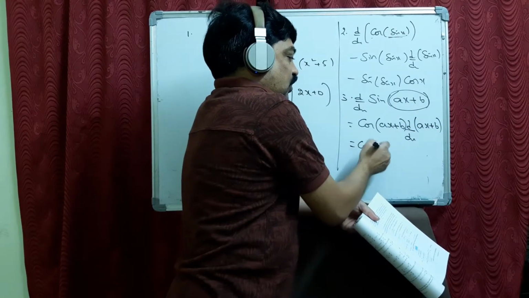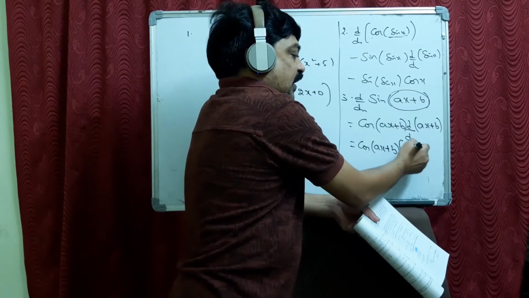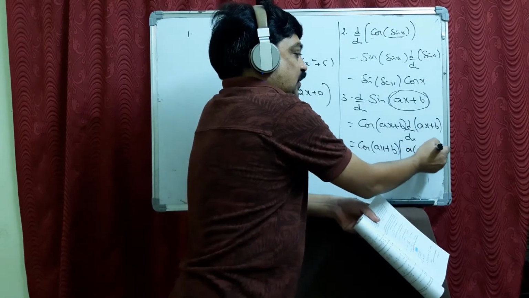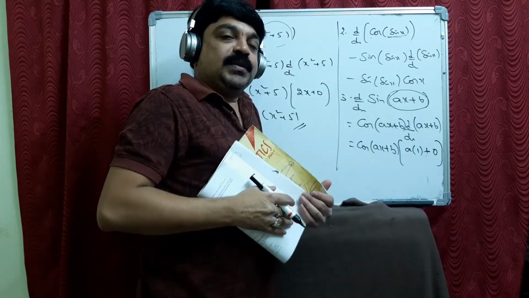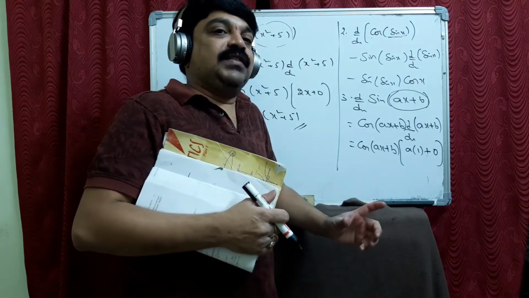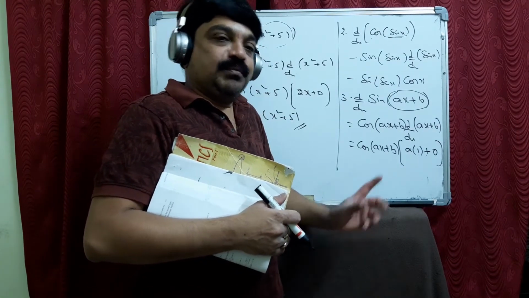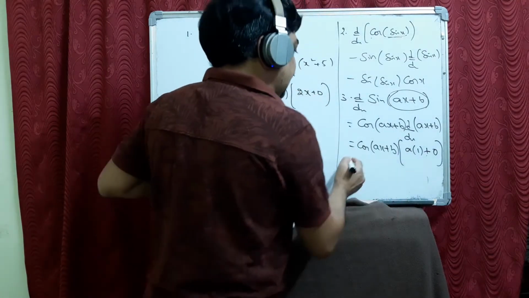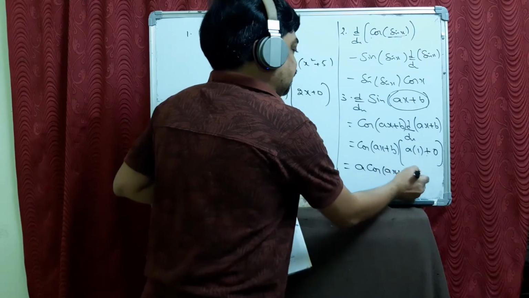It becomes cos of ax plus b, into derivative of ax plus b will be a into 1 plus 0. See, when a constant is there alone, the derivative will be 0, but when the constant is there with a variable, it should be taken as a multiple, but not 0. Be careful with this point, and we write this as a into cos of ax plus b.